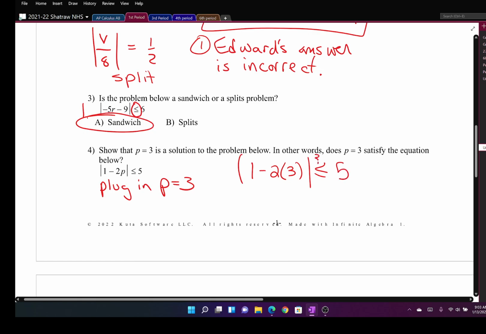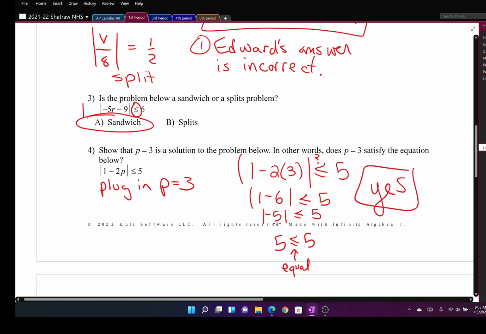We're asking ourselves a question here. So I have 1 minus 5, take the absolute value of that. Check to see if it is less than or equal to 5. 1 minus 5, 2 times 3 is 6. You're absolutely right. 1 minus 6 is a -5. Take the absolute value of that. Is it equal to or less than 5? The answer is yes. 5 is less than or equal to 5. Remember, it is allowed to equal. So my answer is yes.